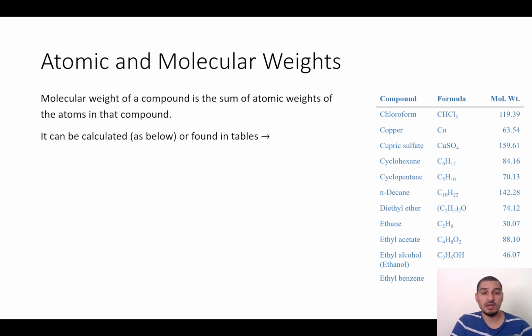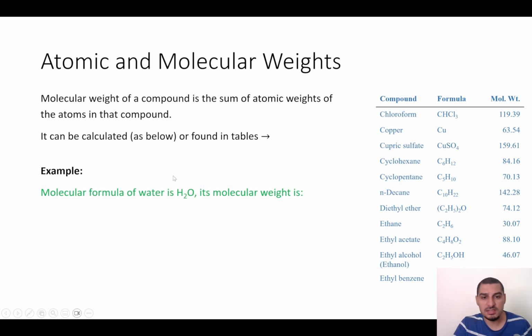But if you're dealing with a molecule that is not part of this list, you can do the calculations manually, and this is very simple. It's based on what we said here. It's the sum of the atomic weights of the atoms. So for instance, we have here water. Water is H2O, so the molecular weight of water is 2 multiplied by the atomic weight of hydrogen plus 1 multiplied by the atomic weight of oxygen. So it's 2 plus 16 is 18.